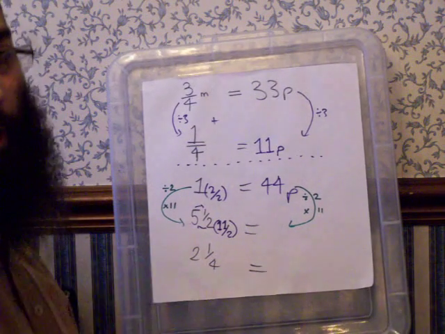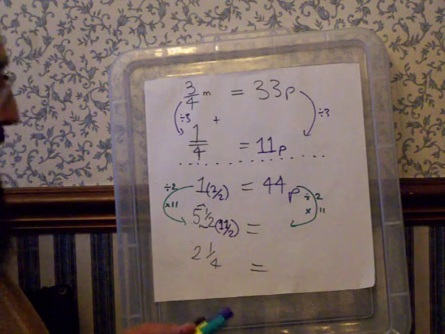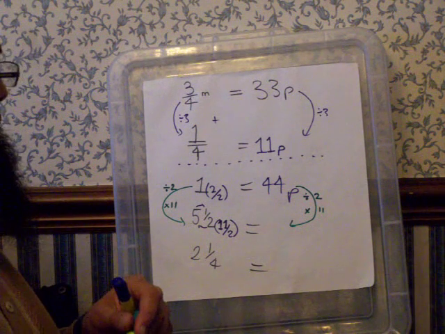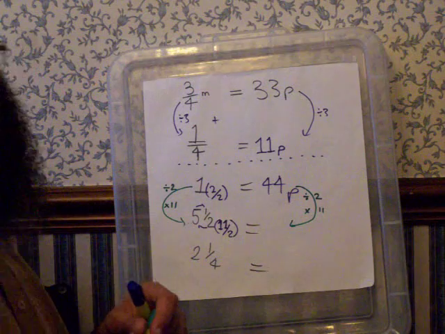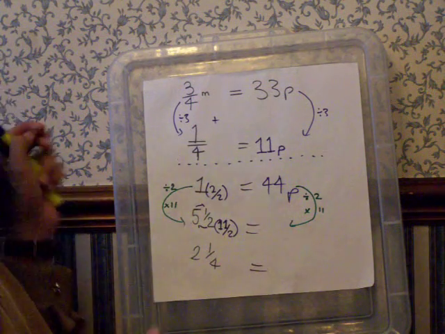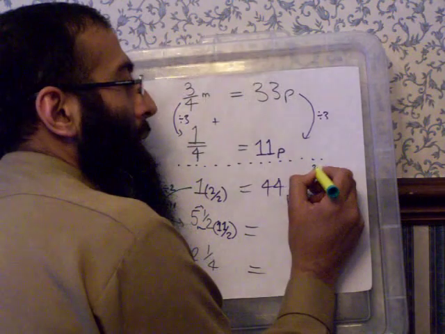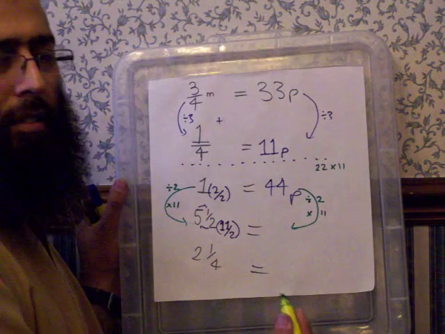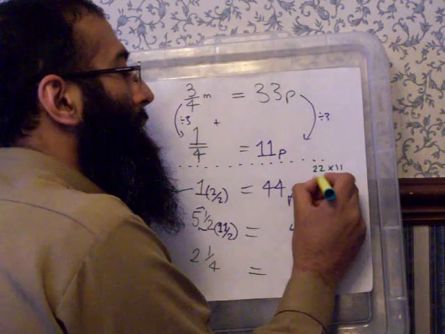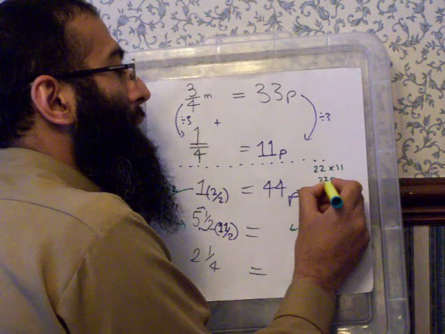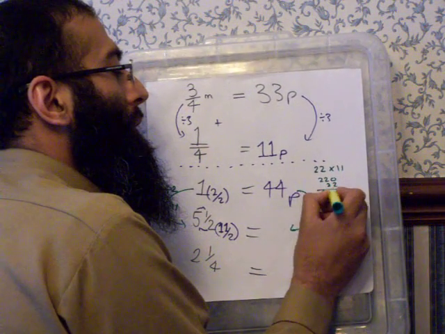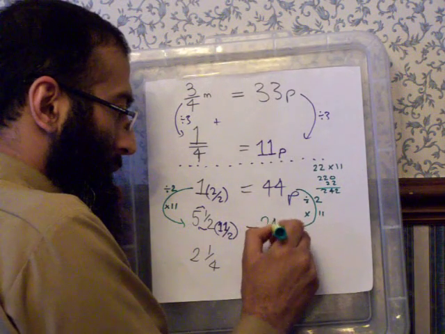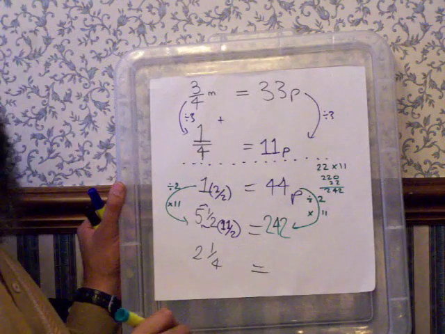What's 44 divided by 2? What's half of 44? 22. Okay, what's 22 then times by 11? So we do 22 times by 10 first. What's 22 times by 10? 220. And then add another 22 is 242. Happy with that? Yes.